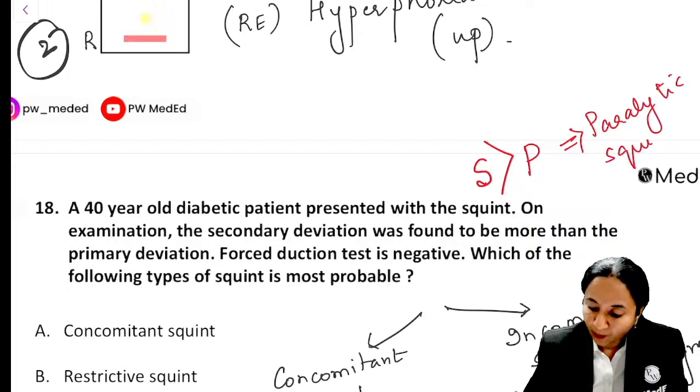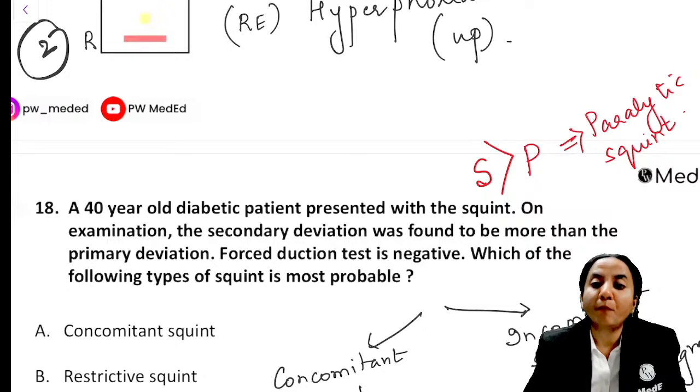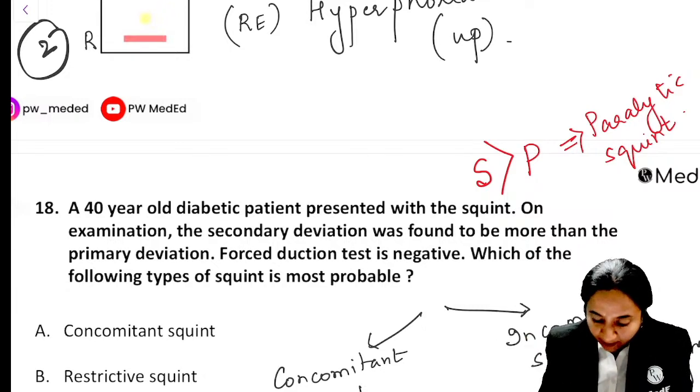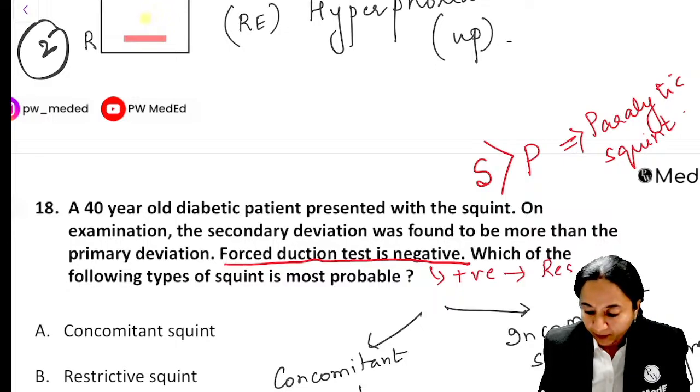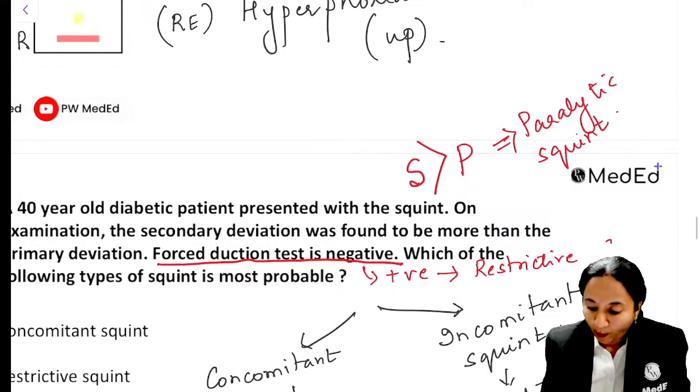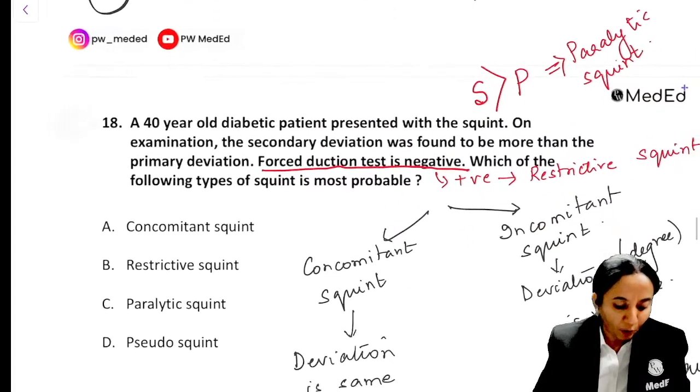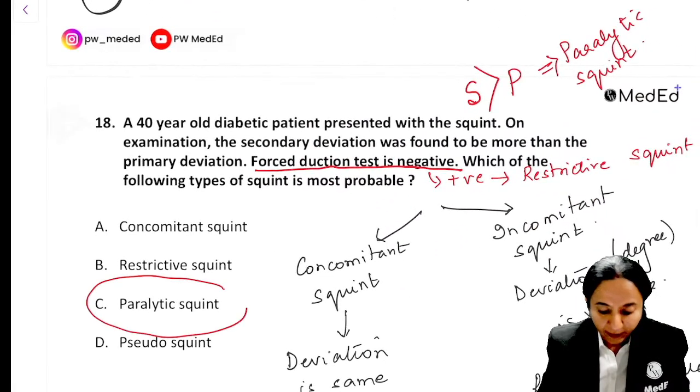In paralytic squint, the secondary deviation is more than the primary deviation. And another thing given here is that the forced duction test is negative. Now, forced duction test is positive in case of restrictive squint. So remember both of these things. These are the pointers in the question which tell us that they are talking about paralytic squint.